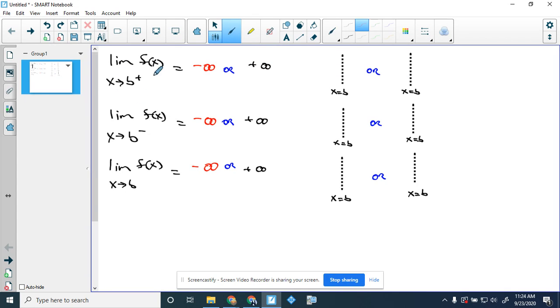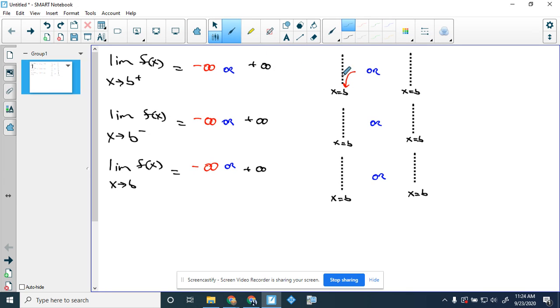Well, think about it. I got a couple of examples here. If x goes to b from the right and you get negative infinity, so here's like b, and I didn't draw the x-axis, but if I'm coming to b from the right and I get negative infinity, that means the graph's going to dip down. What does that look like to you?